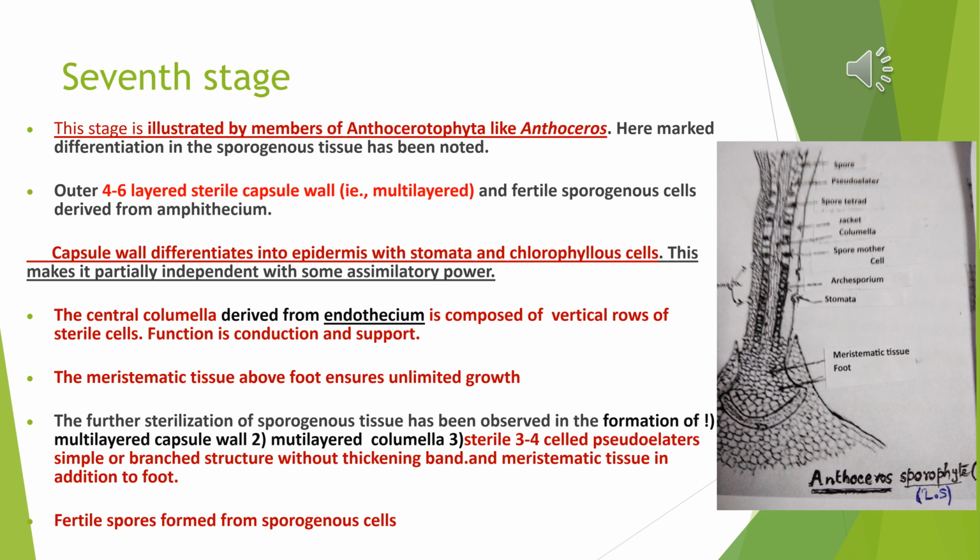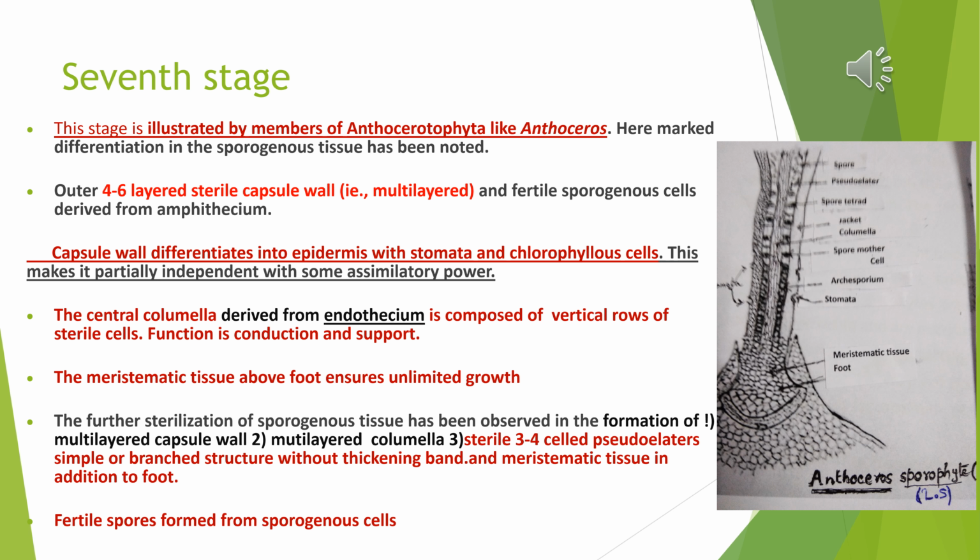Seventh stage. Seventh stage is illustrated by members of Anthocerotopsida like Anthoceros. Here marked differentiation in the tissues has been noted. Outer 4 to 6 layered sterile capsule wall and fertile sporogenous cells are derived from amphithecium. Capsule wall differentiates into epidermis with stomata and chlorophyllous cells. This makes it partially independent with some assimilatory power.